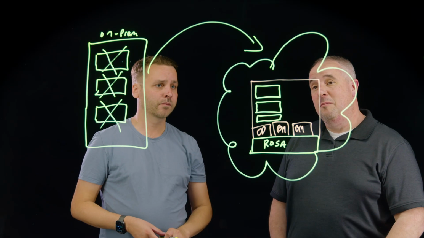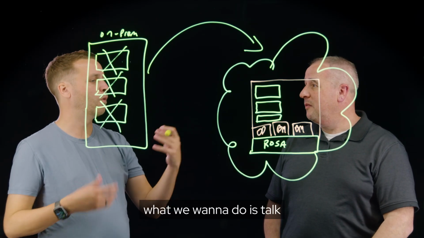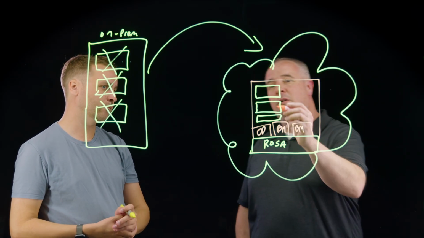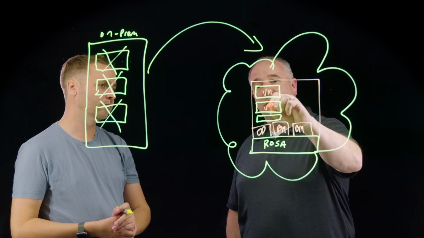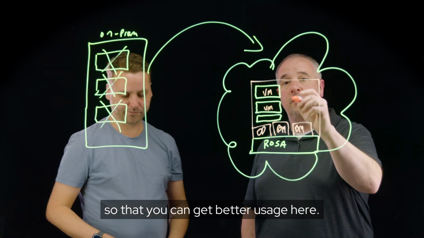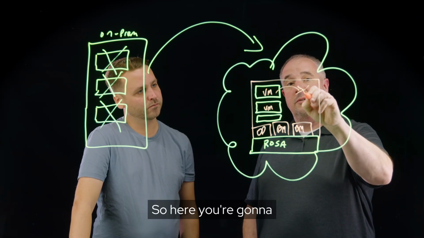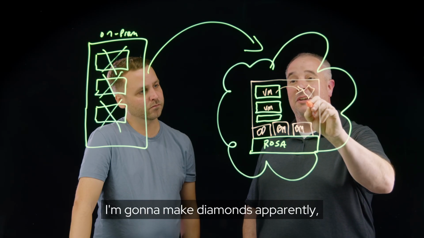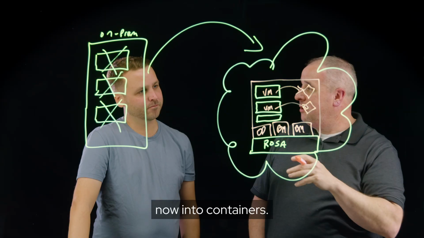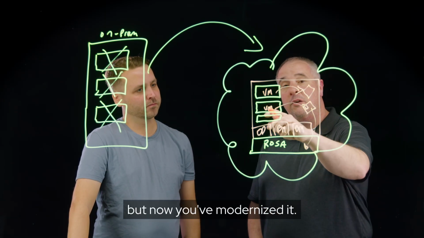Exactly. But for the next steps, what we want to do is talk about modernization too. Once you've got them here, you still have your virtual machines, and typically you want to go to containers, so you can containerize things to get better usage. So this is when you start to do your modernization. Here you're going to have your containers. I'm going to make diamonds apparently. But you're going to convert your virtual machines into containers. So again, still running on ROSA, still managed in the same way, but now you've modernized it.